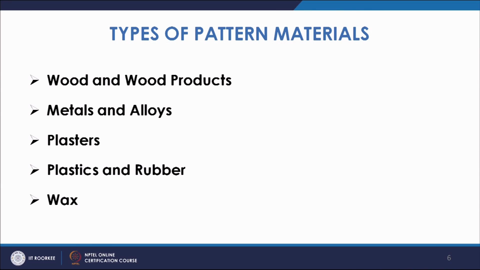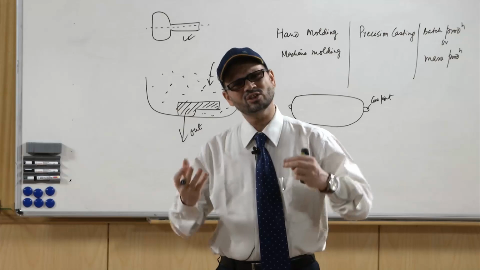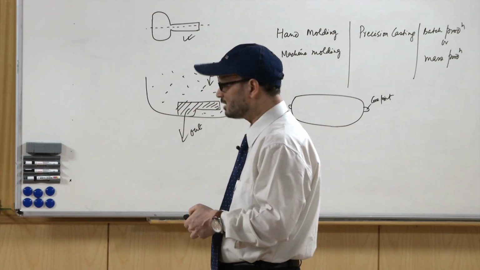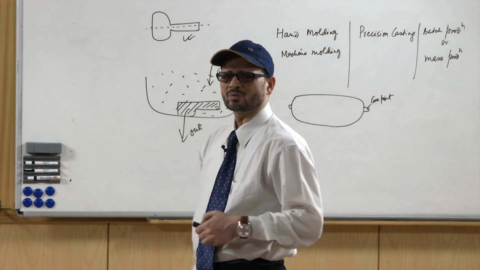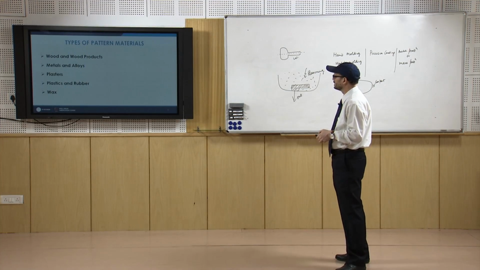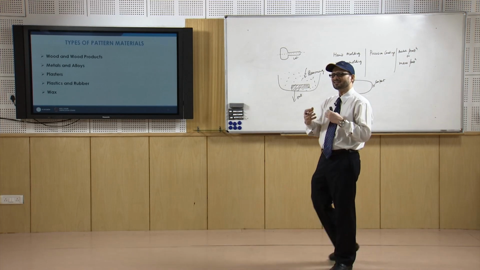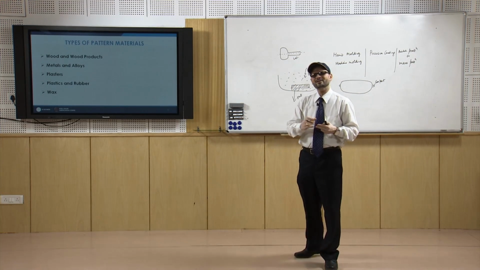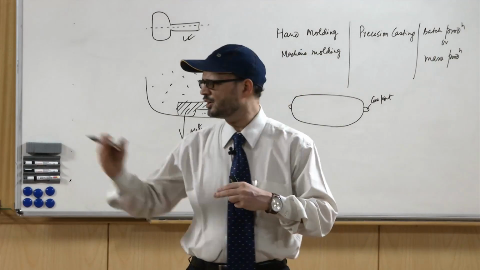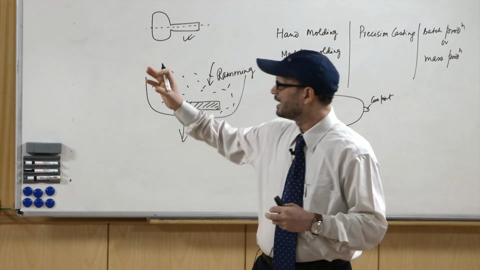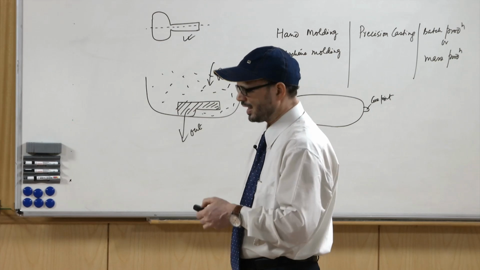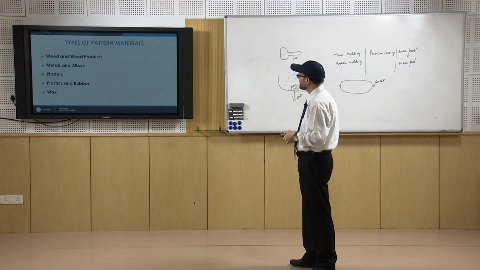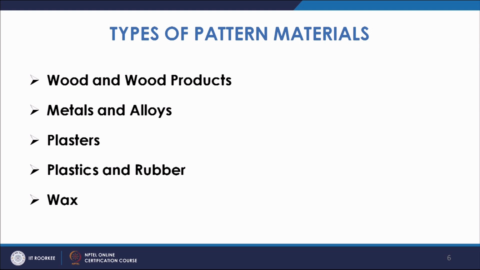Types of pattern materials. Now, we will discuss the different types of materials which are normally used as patterns. The first and foremost is wood and wood products. Among the wood and wood products, we have normal wood, a variety of wood, plastic wood, and laminated wood products. Then you have metals and alloys, plasters, plastic and rubber, and wax. These are the commonly used pattern materials.